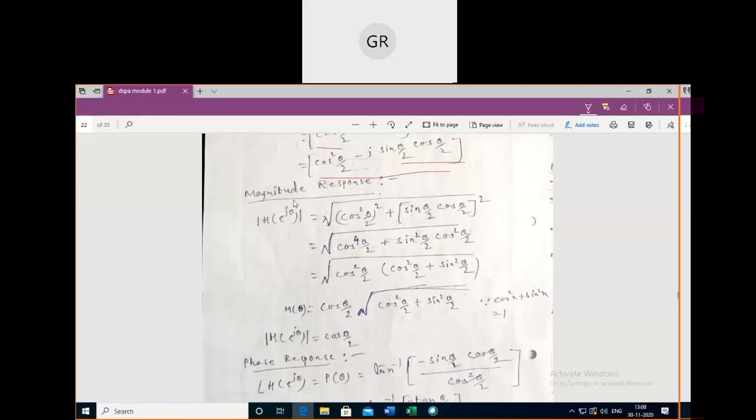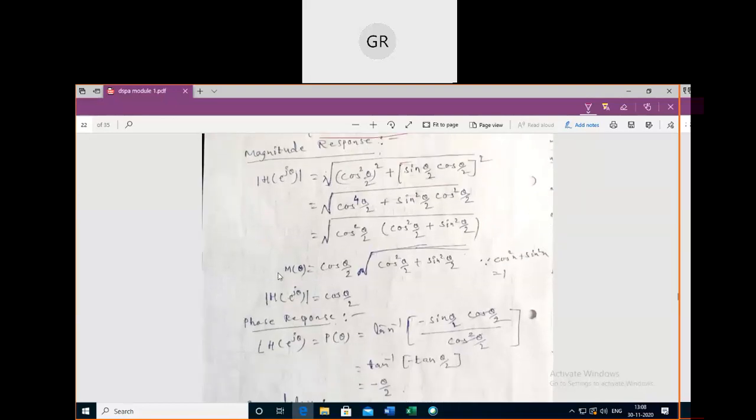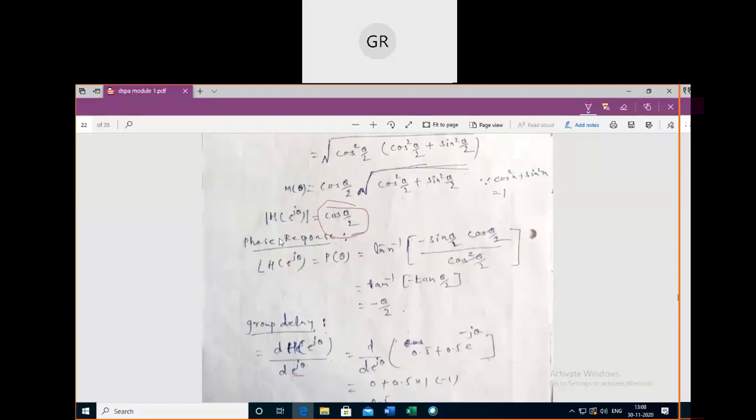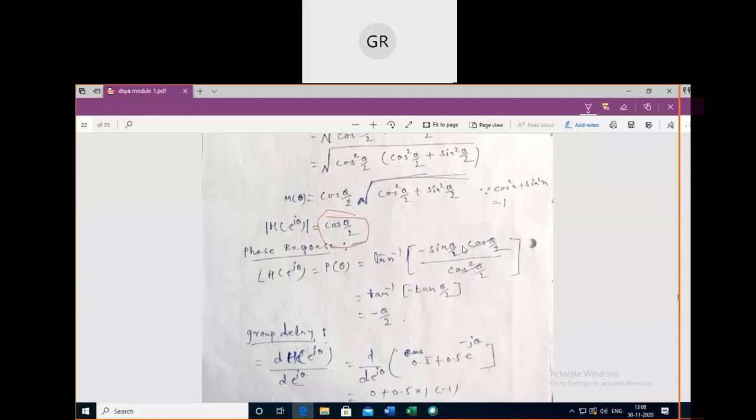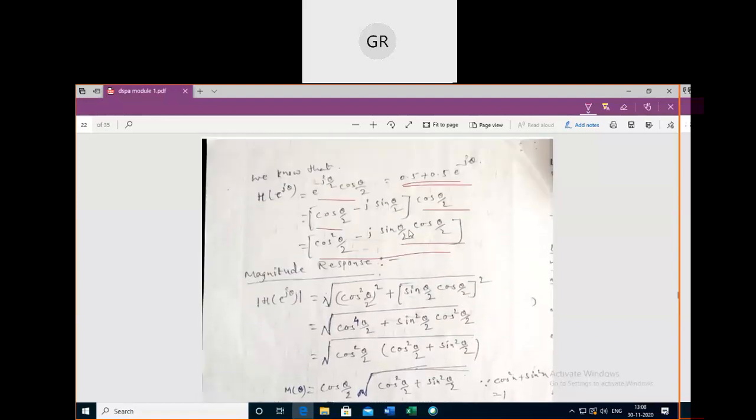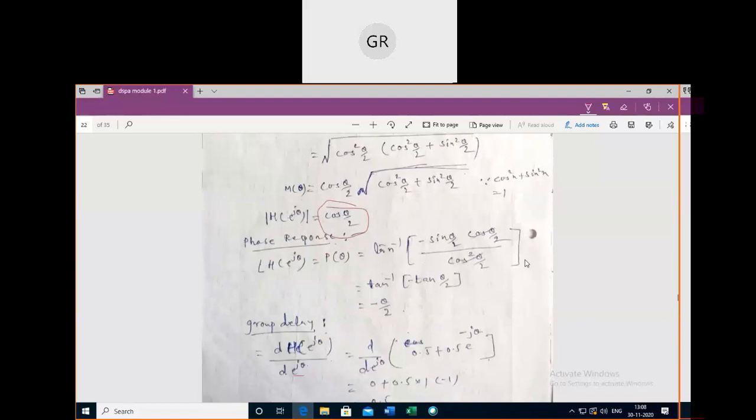Then here the magnitude is the square root of this value and this value added. Then here we'll get the magnitude is cos of theta divided by 2. Then you can find the phase response, P of theta, that is equal to tan inverse of, this is minus, what is the value here, imaginary, minus sin theta divided by 2 cos of theta divided by 2, divided by cos square theta divided by 2. Then tan inverse of minus tan theta divided by 2, tan and tan inverse cancel, that is equal to minus theta divided by 2. This is the phase response.